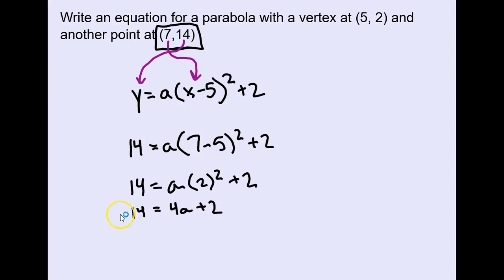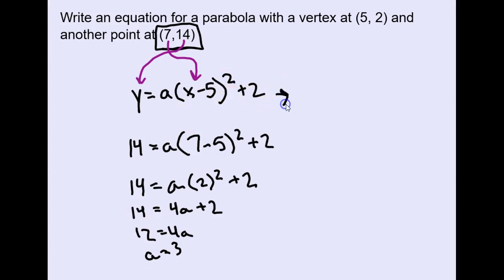Now this is a really simple equation that you've probably been doing since 6th grade. 14 equals 4A plus 2. We're just going to minus 2 from both sides. We'd get 12 equals 4A, and we'd get A equals 3. So now we know how steep our graph is. We know that the steepness of this graph is 3.